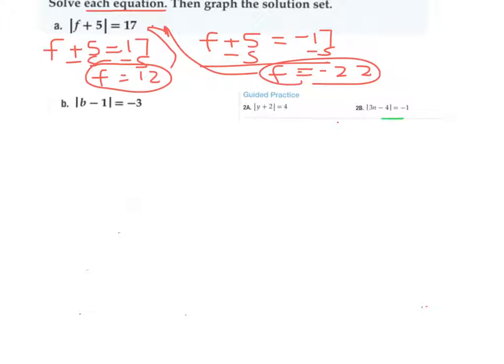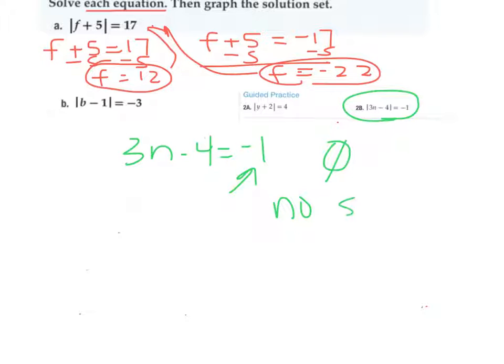So now let's do this last problem. So my first equation is going to be 3n minus 4 equals negative 1. Once again, you can tell we have to find an absolute value that's going to get us a negative 1, and there is no such thing. So this automatically is a no solution. So when absolute value is equal to a negative number, there's not going to be any answer.